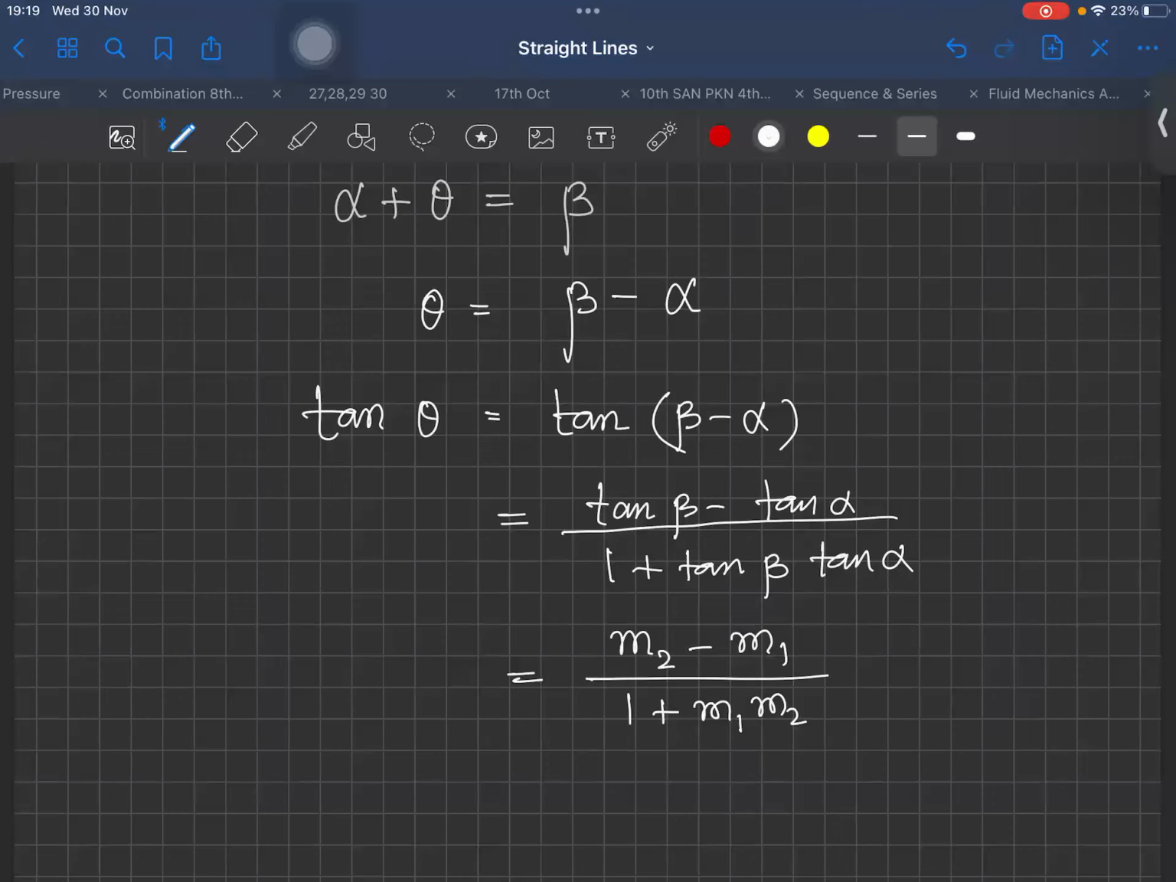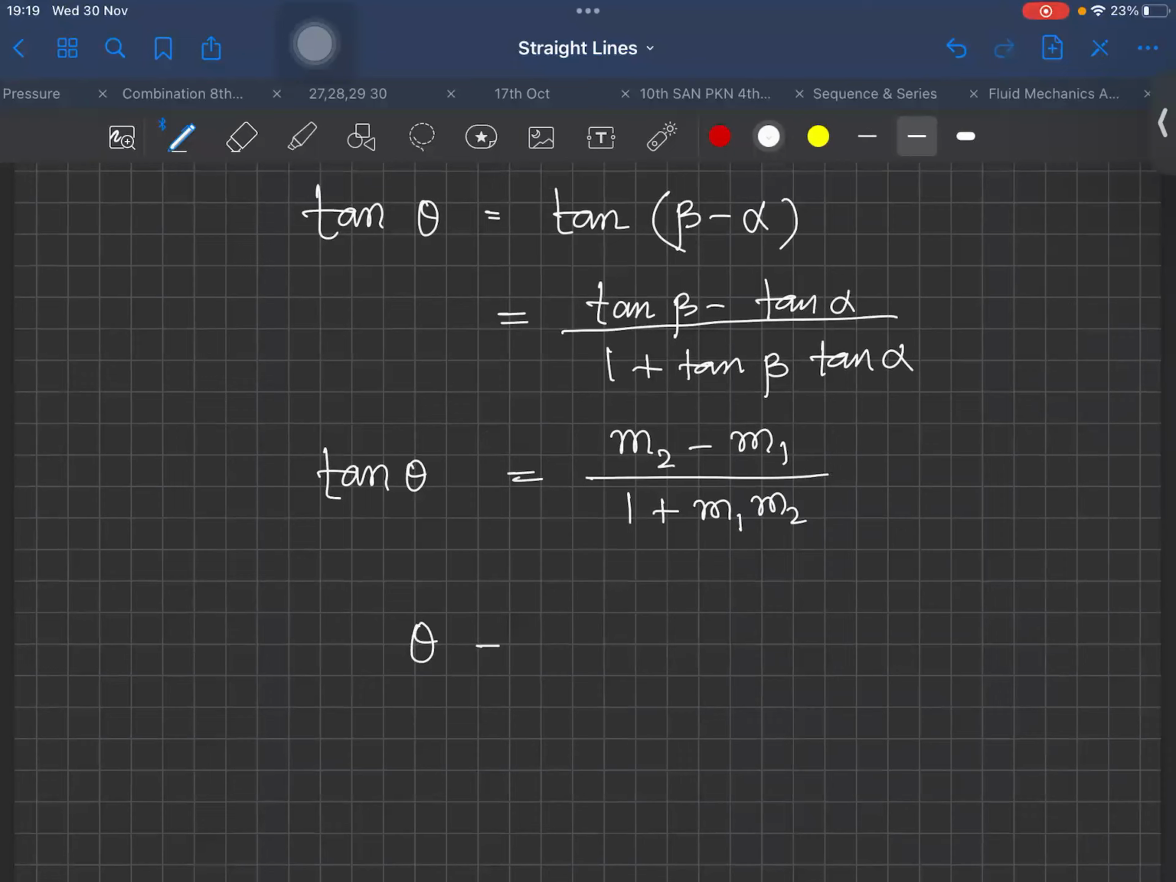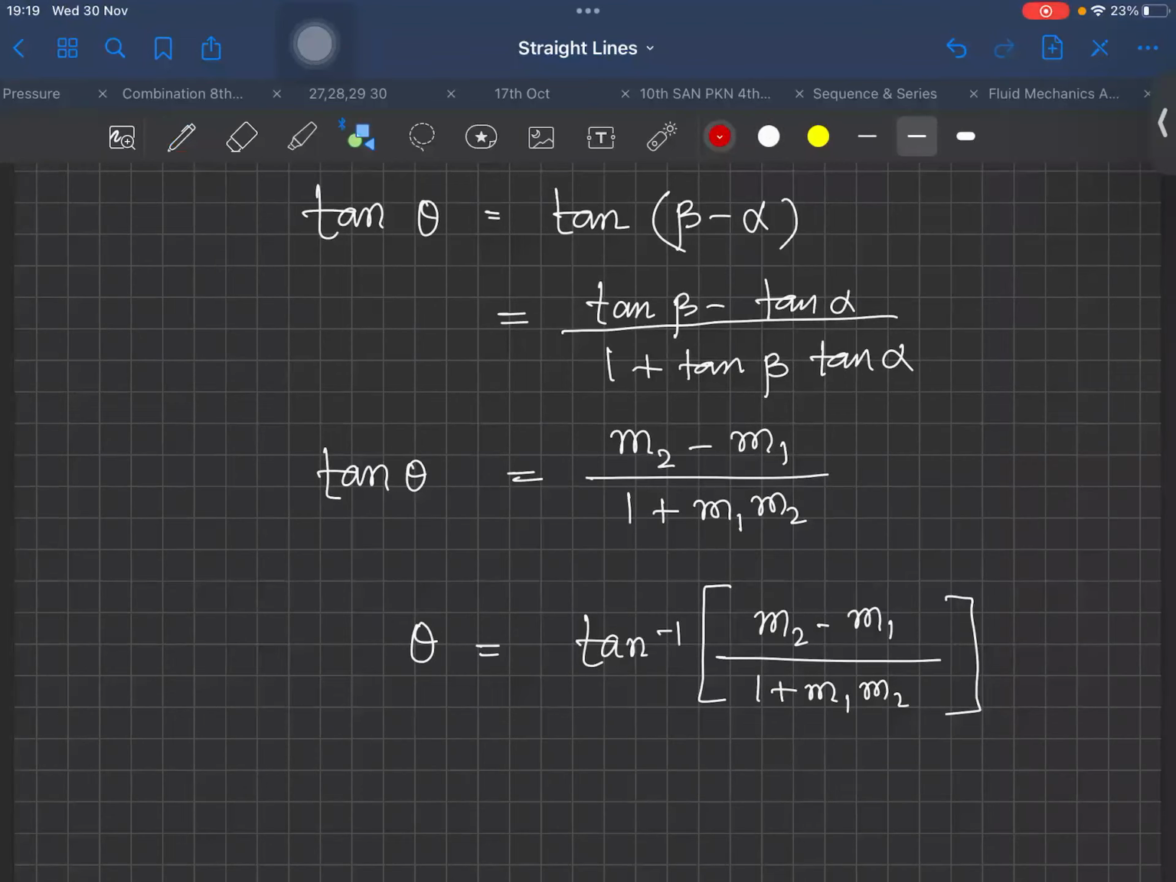What is this? This is tan theta, no? Write down. Tan theta, that means theta is the angle. We need to find theta, no? Theta is equal to tan inverse of this value, (M2 minus M1) upon (1 plus M1 M2). This is the angle between two lines. Easy, right? You just need to know the slope. So this is the formula of the angle between two lines.